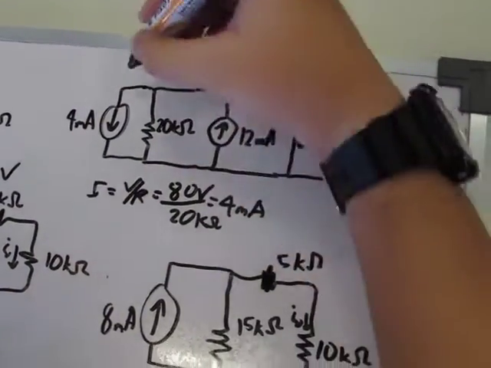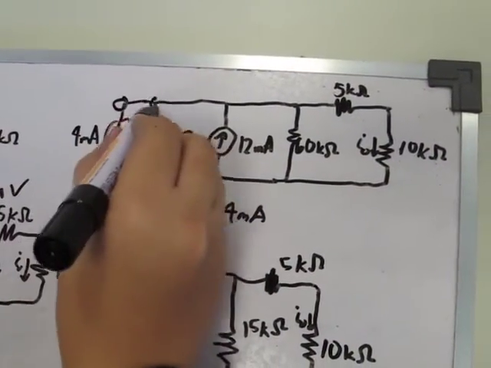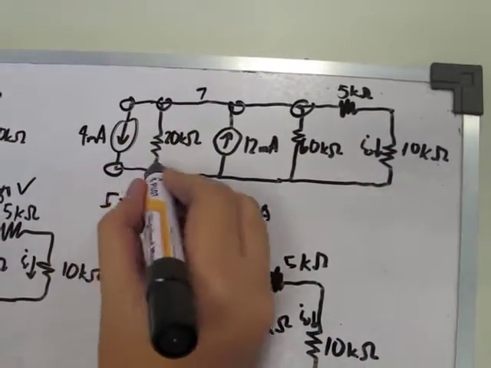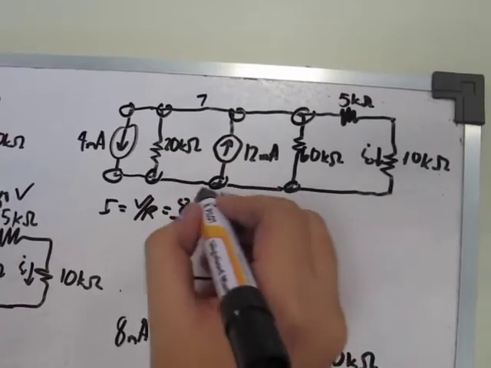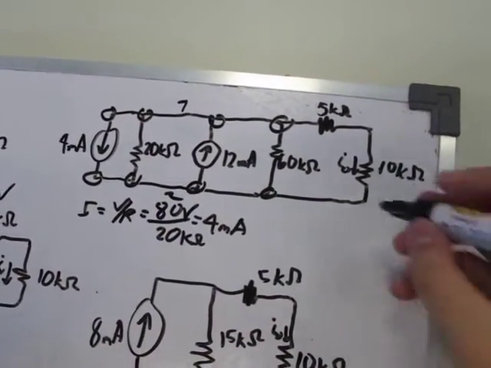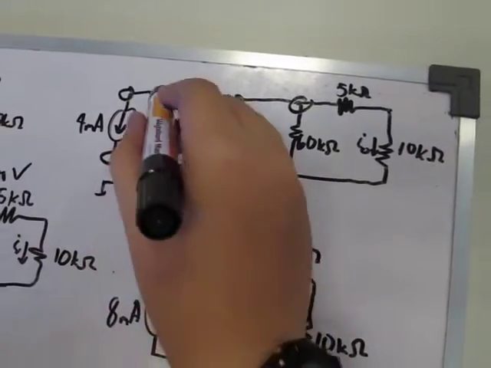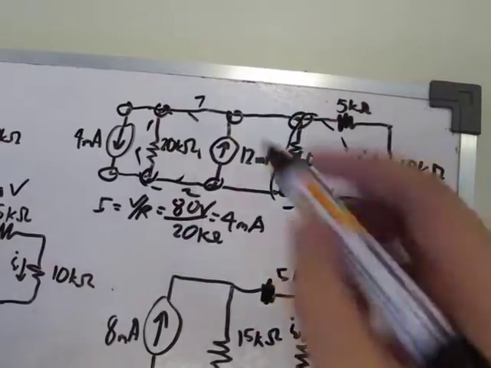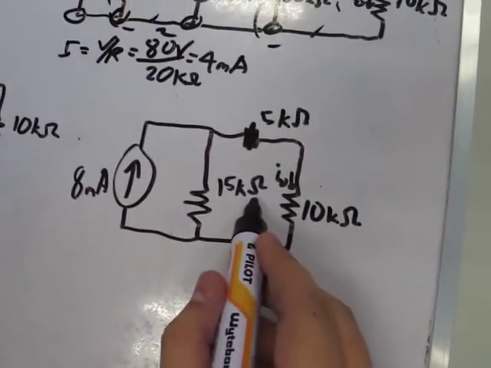As you can see, this node, this node, this node, and this node are the same node, and this node, this node, this node, this node are the same node. So they are all in parallel. So we can combine these two resistors and we can get 15 kilo ohms.